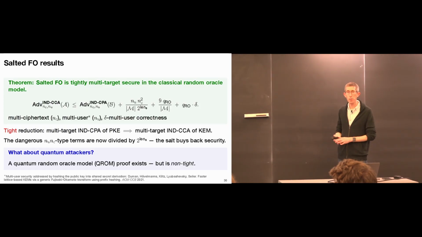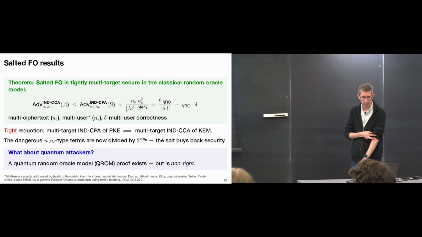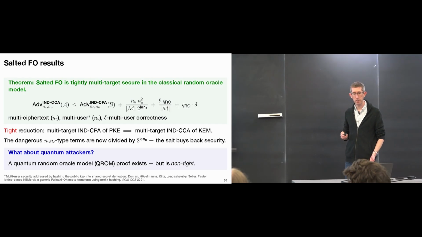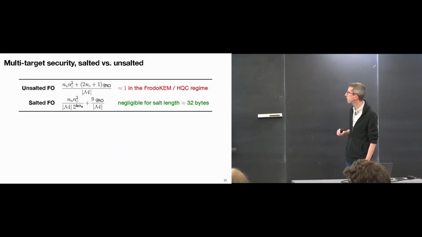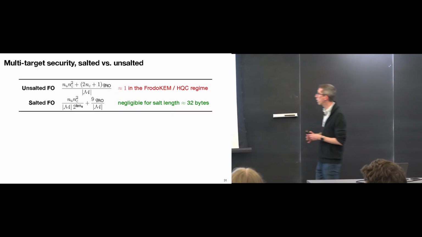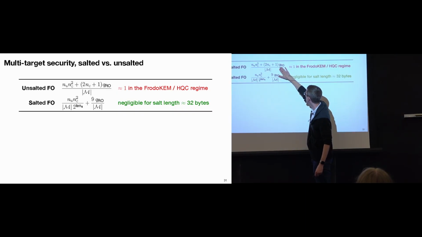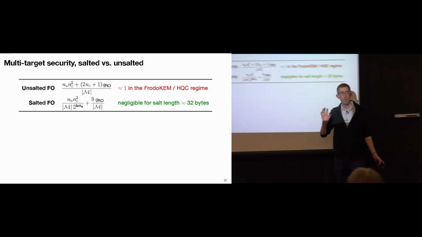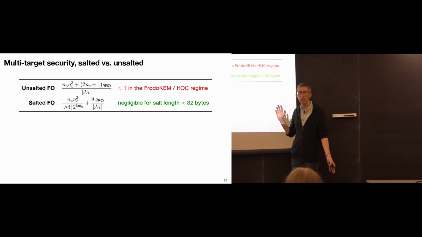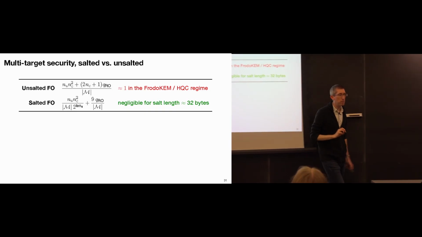And we also have results against quantum attackers. All of the quantum results are non-tight. Okay. So this really does give us an improvement compared to where we were before. So this was the bound for the unsalted version of the FO transform, and we can make that go to about 1 for the FrodoKEM protocol, but the salted version we can keep negligible.